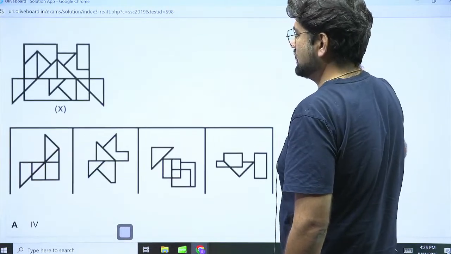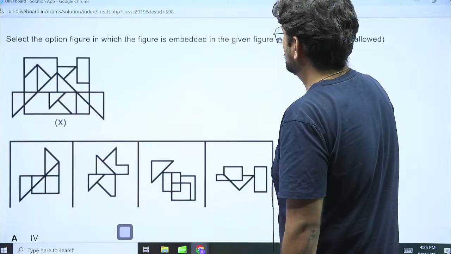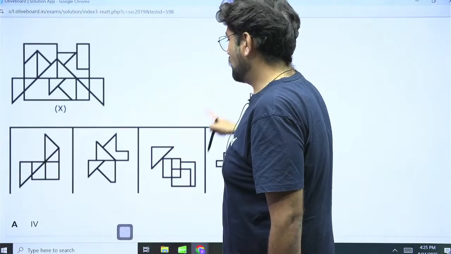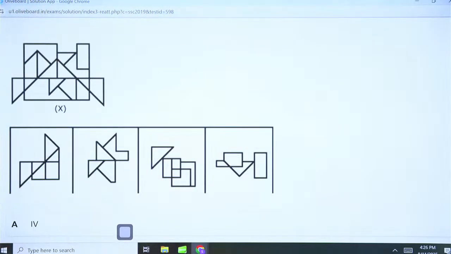Which figure is this figure embedded? Option figure. Oh, I think they have asked it in the wrong way. They have to find the option figure which is embedded in the given figure. Rotation is not allowed. Good, good, good. The whole thing is not needed. You just need to check for the correct option. Okay. So which one can we find?